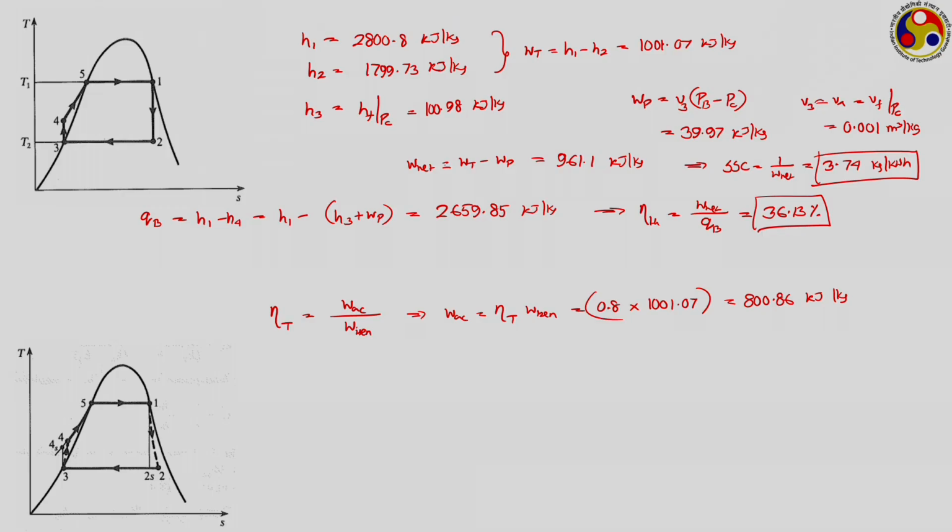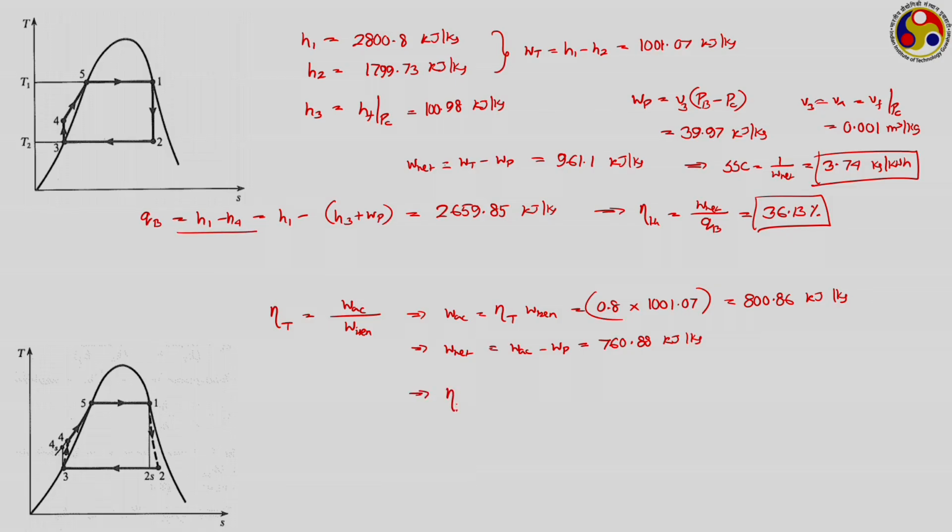Rest of the things will remain the same. So, accordingly the net work output, as on the pump side there is no change, will be just W actual minus the same amount of pump work, which gives a value of 760.88 kilojoule per kg. Point 4 is the same, the location of point 4 is the same, and the location of point 1 is also the same. So, QB, which is H1 minus H4, will also remain the same.